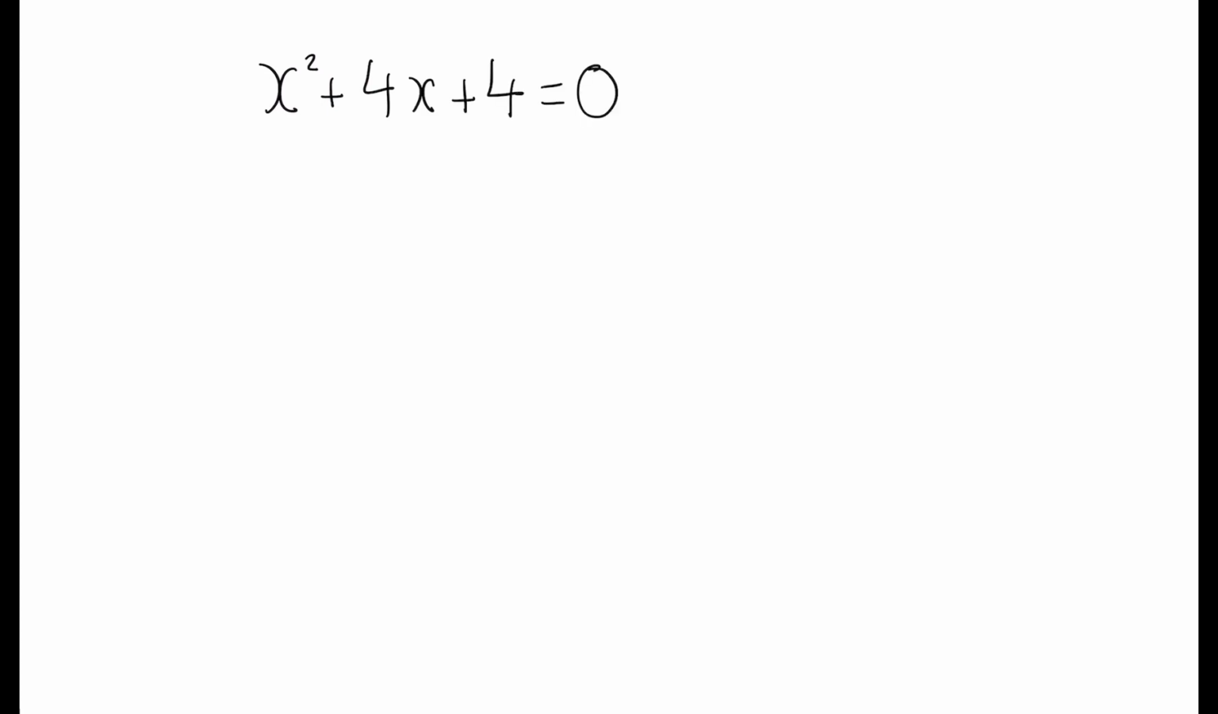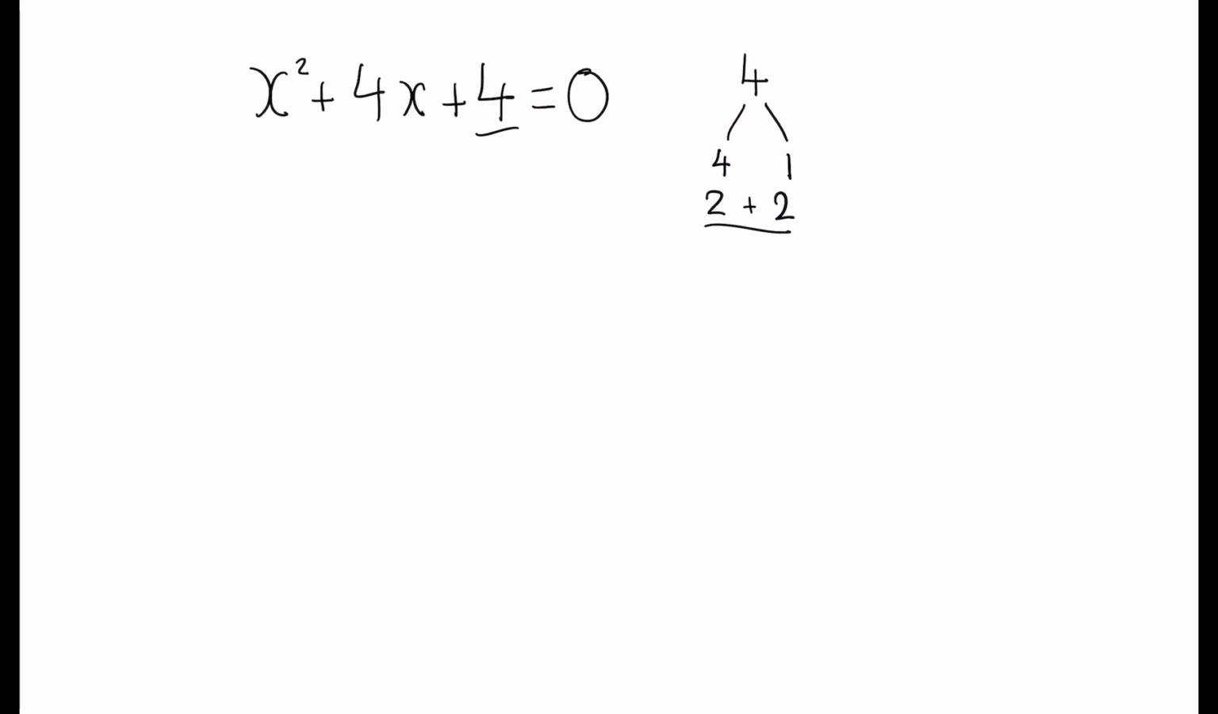Here's another example. Again, we get our constant term. Write down its factors. So 4 times 1, 2 times 2. And we look for two numbers that add to make 4. So we're not going to write down the negatives as we want positive 4. We can see that 2 plus 2 is equal to 4.